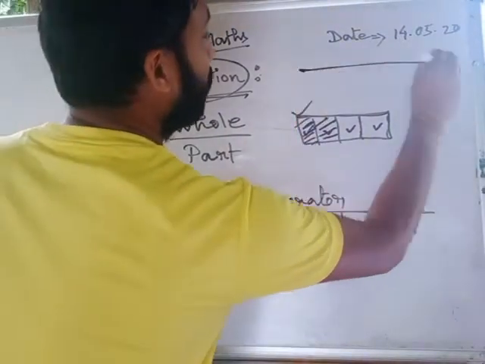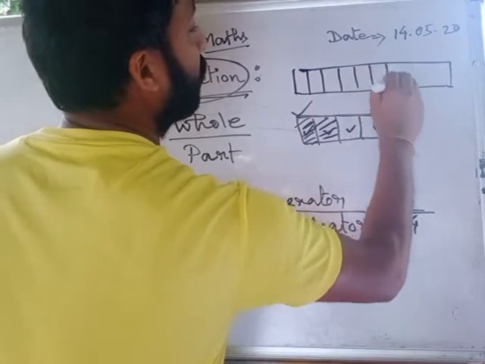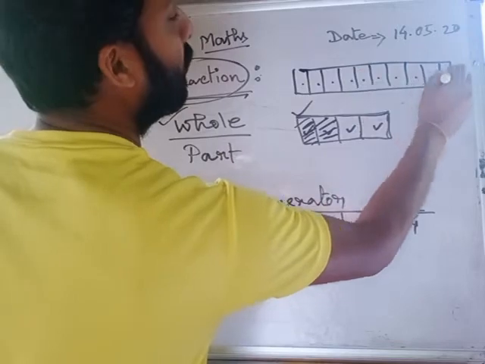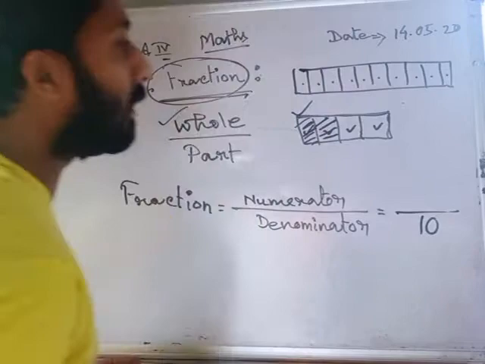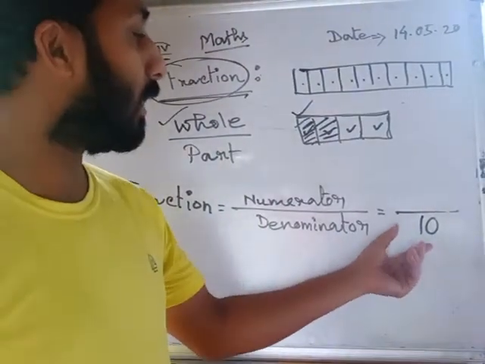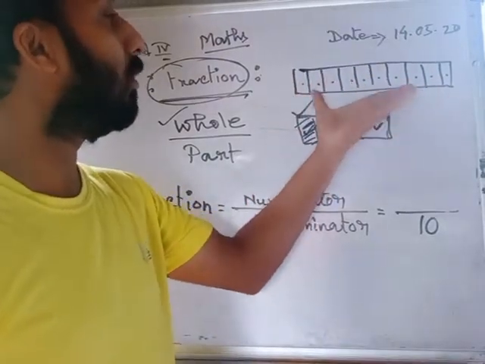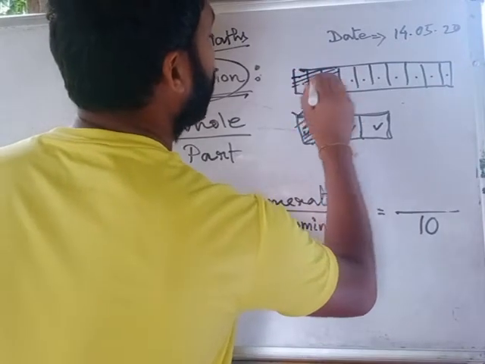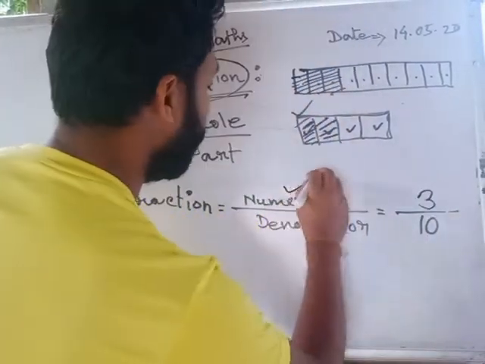Okay, if suppose it is 1, 2, 3, 4, 5, 6, 7, 8, 9, 10, at that time we should write here 10 as a denominator, in the lower portion, because 10 portions are there in the whole. And if 3 portions are shaded, at that time we should write here 3 as a numerator.